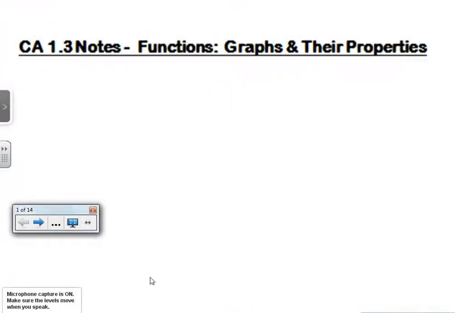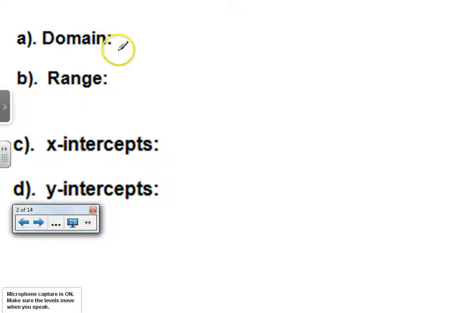So the lesson on 1.3 is about functions and the graphs and the properties of those graphs. There's going to be a lot of vocabulary coming at you here in this section. Let's start with some definitions.